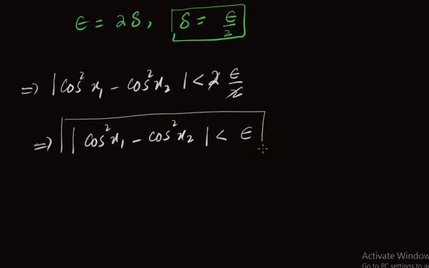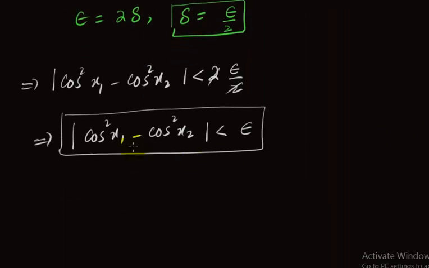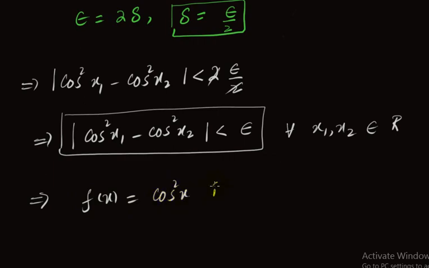Now for any epsilon greater than 0, we have a delta greater than 0 such that whenever mod of x1 minus x2 is less than delta, then mod of cos square of x1 minus cos square of x2 is less than epsilon, and this holds for all values x1, x2 belonging to R. And this is the definition of uniform continuity, which implies the function f of x equal to cos square of x is uniformly continuous on R.